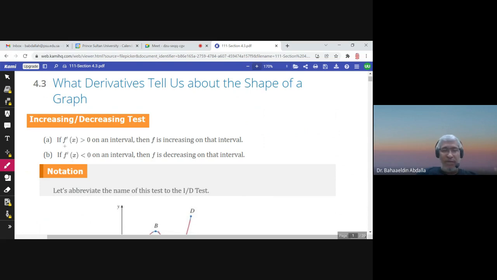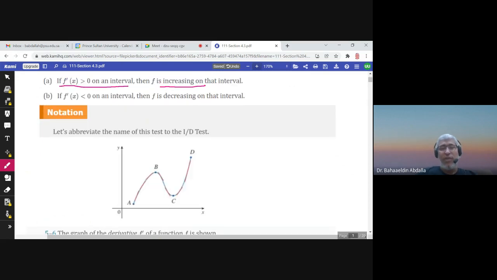If the first derivative is positive on an interval, then the function f is increasing on that interval. If you look at this function, from a to b, f is increasing. Now what about f prime? F prime is the first derivative, so it's the slope of the tangent line. If you take this point, is the slope of the tangent line positive or negative? Since the tangent line is increasing, its slope is positive.